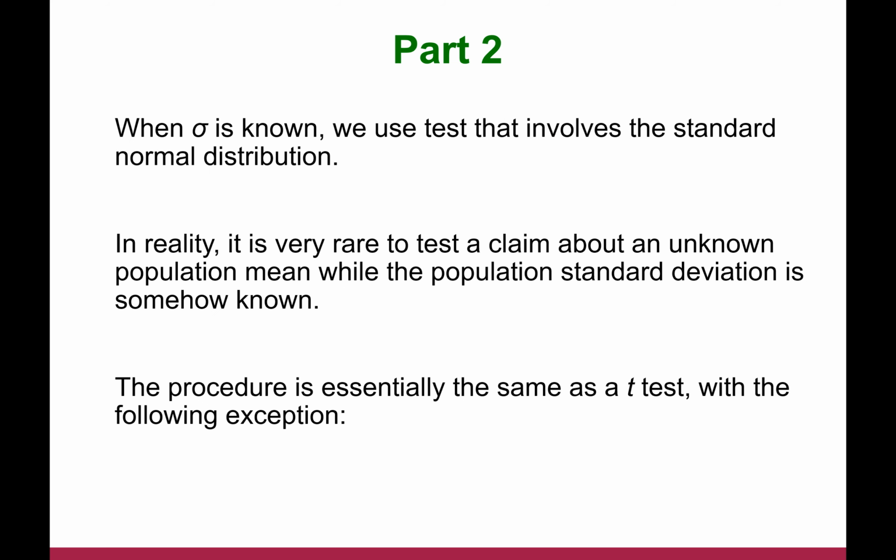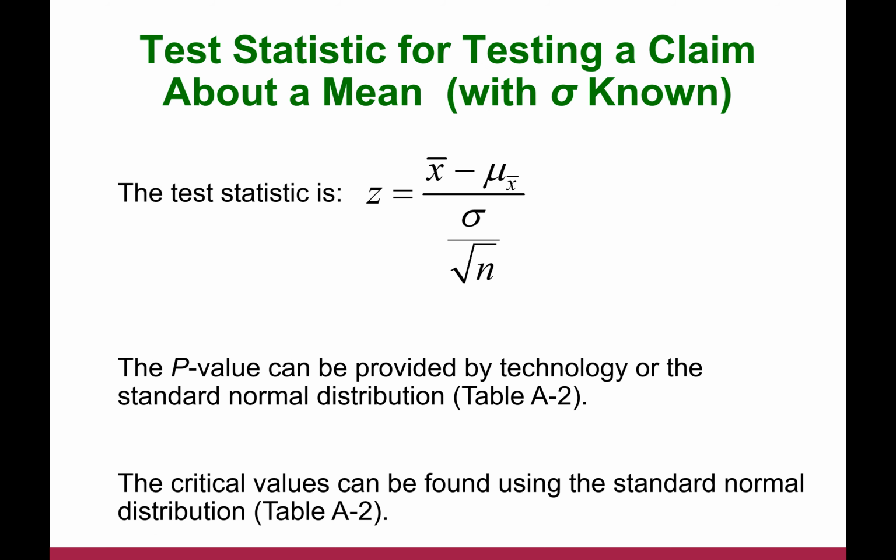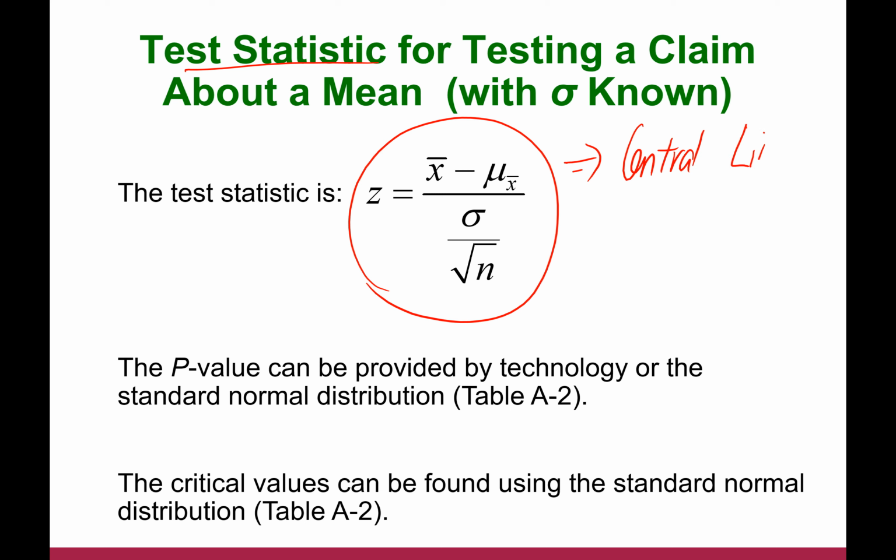Then when sigma is known, we'll use a z-test. The standard normal distribution covers the z-test. In reality, it's very rare to test a claim about the unknown population mean when the population standard deviation is somehow known. Typically, if you know the population standard deviation, you know the population mean at the same time. But this procedure is essentially the same as the t-test, except the test statistic is slightly different. It's like the central limit theorem. It's a formula for you to use for the central limit theorem.